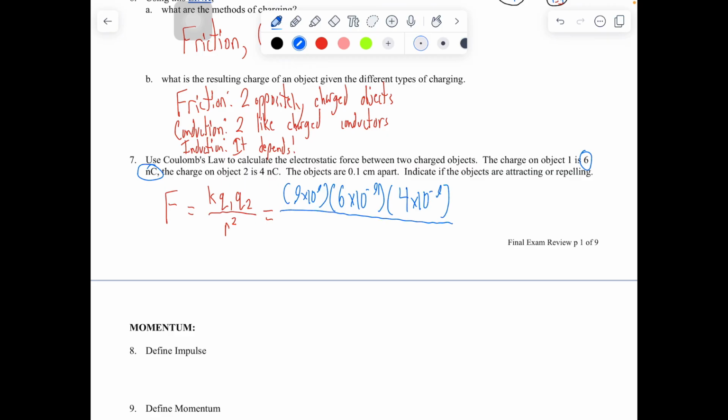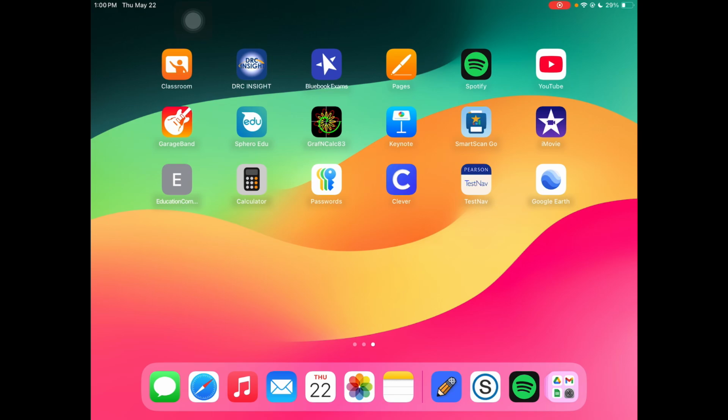Then r squared. Well, r is the distance they are apart. We see they are 0.1 centimeters apart. There is 100 centimeters in 1 meter. So this means we want to convert from centimeters to meters to plug this in. 0.1 centimeters is 0.001 meters. Don't forget, we want to square this. And if we go ahead and we type this all into our calculator, we'll go ahead and get our answer.